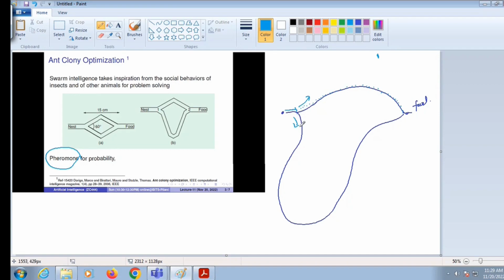The second ant is going in this particular direction. She is also emitting pheromones. When she reaches over here, she eats the food and comes back. Let's assume she comes back in the same path, and it takes 2 minutes to reach this particular place.